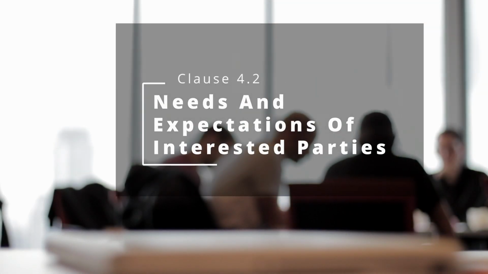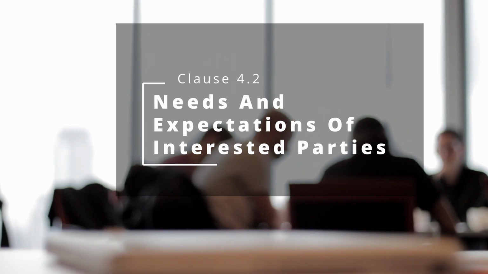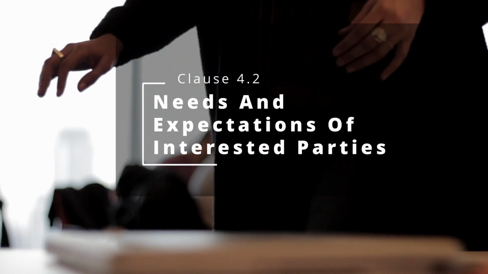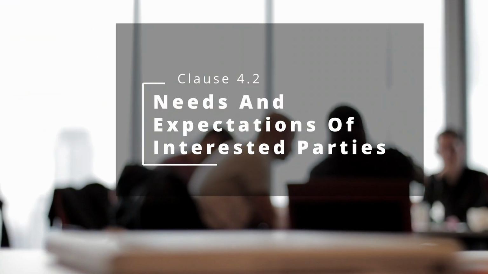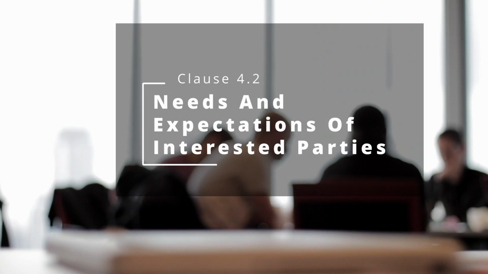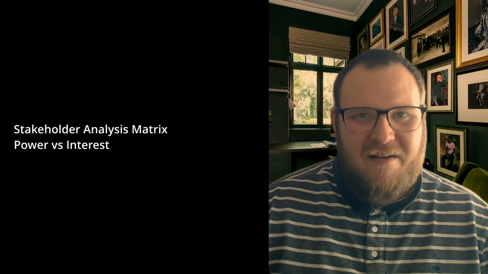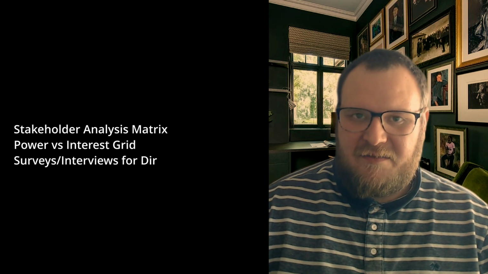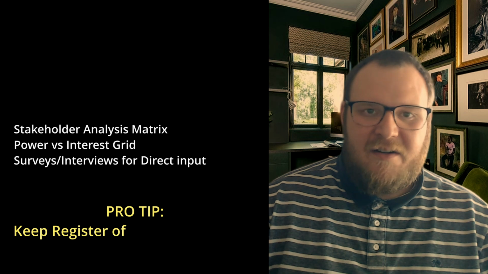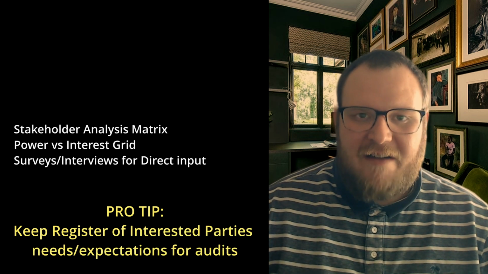Clause 4.2 is about identifying your stakeholders, or as ISO calls them, interested parties. These are people or organizations who can be affected by, or perceive themselves to be affected by, your activities. Some examples include your customers and your employees, but regulatory bodies, suppliers, and even the local community can be stakeholders or interested parties in the ISO context.